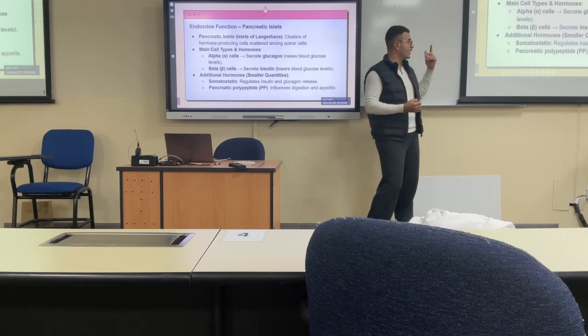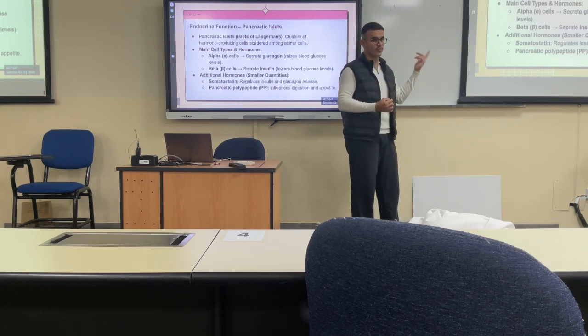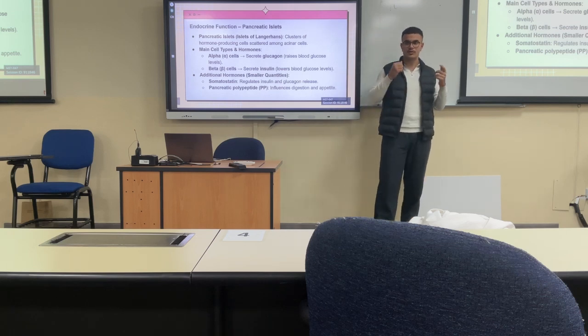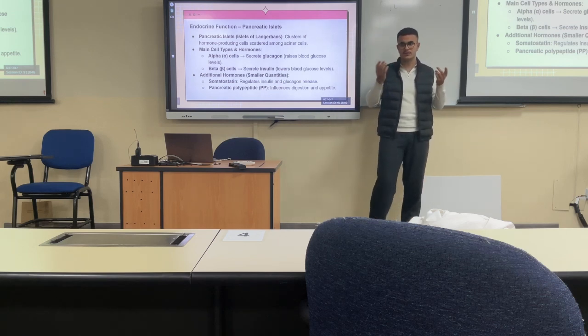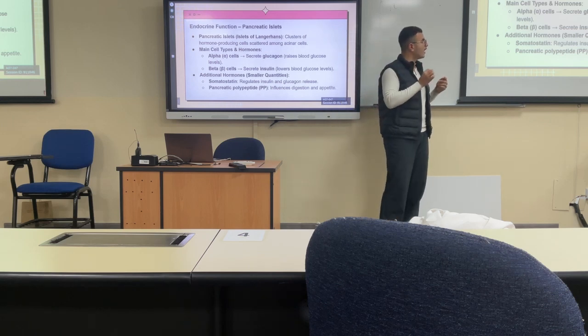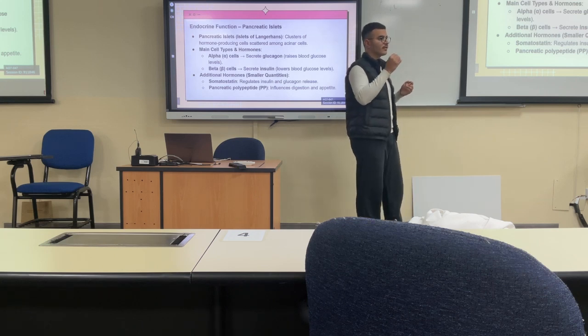Alpha cells secrete glucagon, and beta cells secrete insulin. Glucagon, from its name, we expect it to, what does it do to the glucose levels? Increase. We call it hyperglycemic, okay, because it increases the level of glucose in the blood.